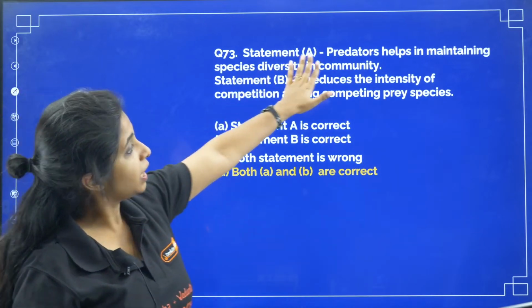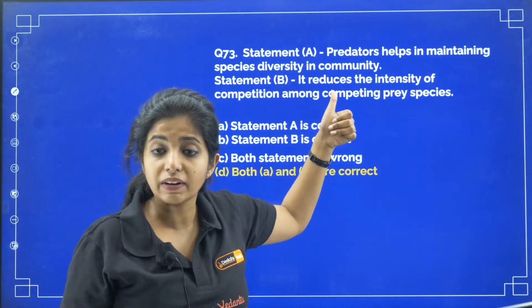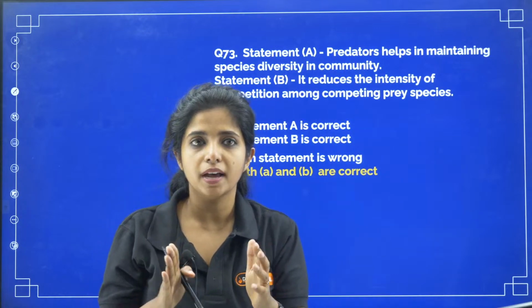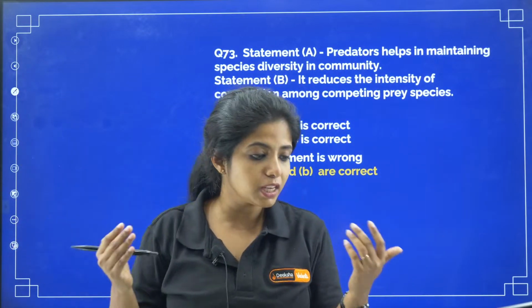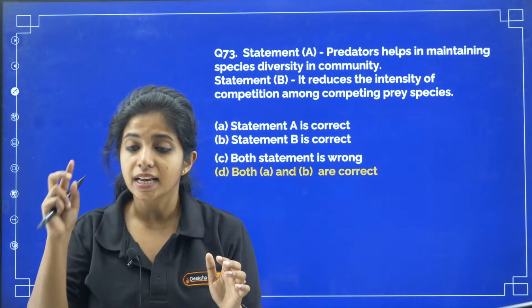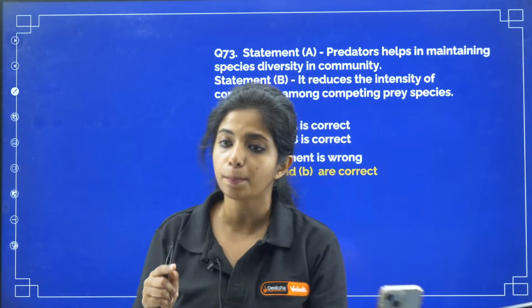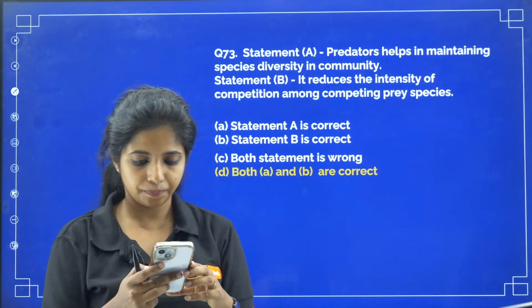Now, statement: predators help in maintaining species diversity in the community. Yes, predators help. Suppose the prey population keeps increasing. Would it allow other populations to grow? No. So yes, species diversity increases; you need predators. Second thing, it reduces the intensity of competition among competing prey species. That is also correct.